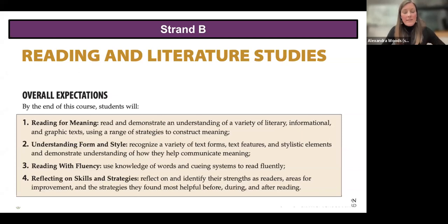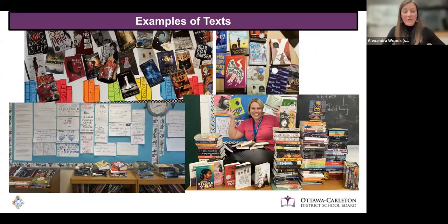So this slide shows an example of texts that students are reading right now in grade 9 classrooms. These are pictures that I asked teachers to take this fall. And you'll notice that the texts really reflect multiple identities and genres. So having texts that reflect student identity and interest is really a priority for teachers in the OCDSB.